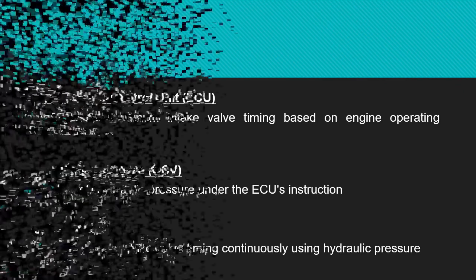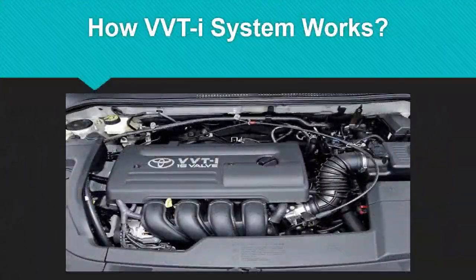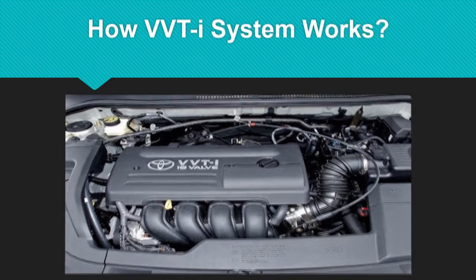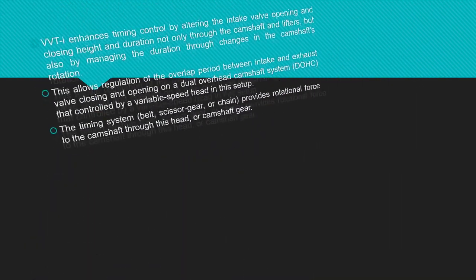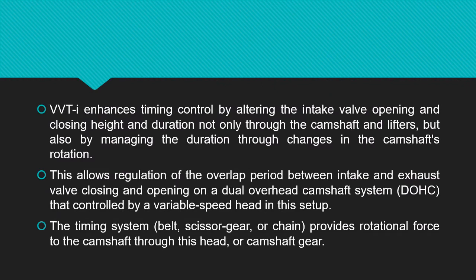So how does the VVTi system work? VVTi ensures timing control by altering the intake valve opening and closing height and duration, not only through the camshaft lobes but also by managing the duration through changes in the camshaft rotation.